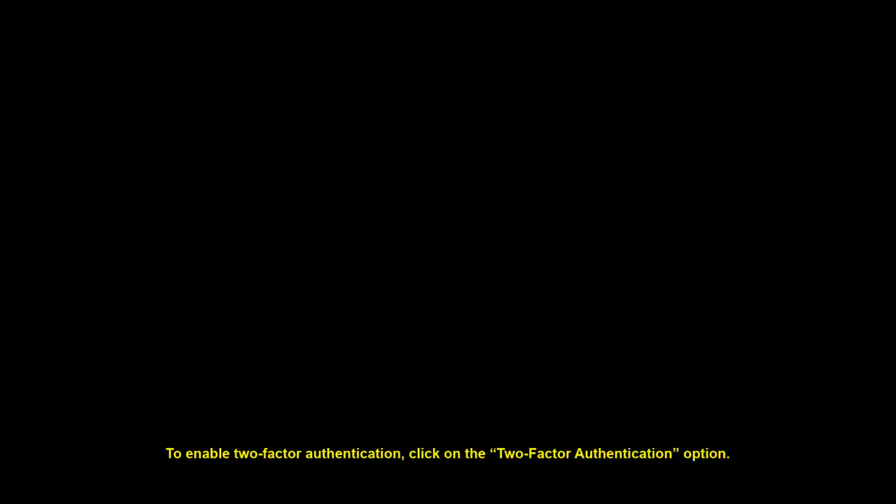To enable two-factor authentication, click on the Two-Factor Authentication option. Follow the prompts to set up two-factor authentication using your preferred method. You can choose to receive a code via text message or use an authentication app. If you opt for an authentication app, download one like Google Authenticator or Authy. After setting up the authentication app, link it to your Meta Business account by scanning the QR code provided. Next, enter the verification code generated by the app to confirm the setup.